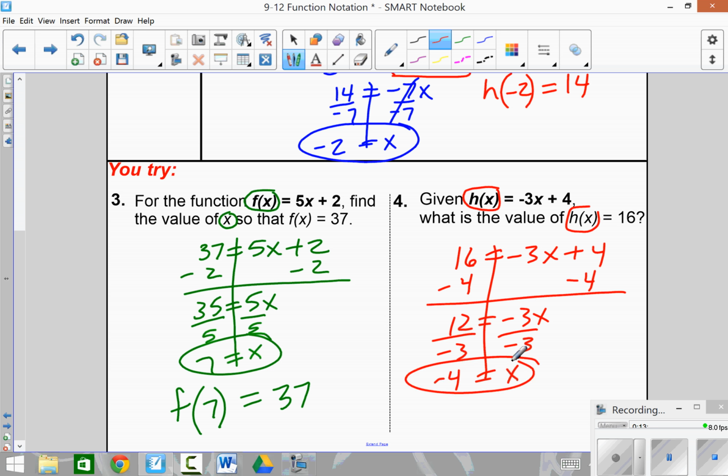Again, if you'd like to put it back into function notation, this would read, in this function of h, I found the x to be a negative 4. Okay? When the x is negative 4, the entire function equals 16. And that 16 right there, all I did was replace this x with what I found x to be. That means if I put in negative 4 for this x, it should equal 16. Negative 3 times negative 4 is 12. 12 plus 4 is 16. Okay? So again, ask clarifying questions here, please.